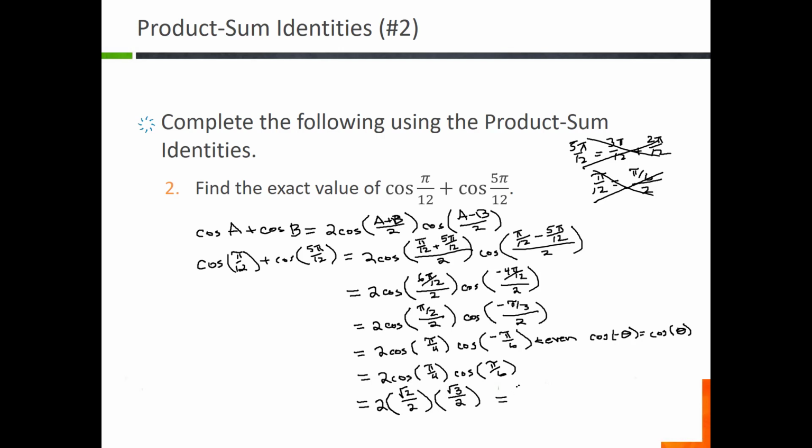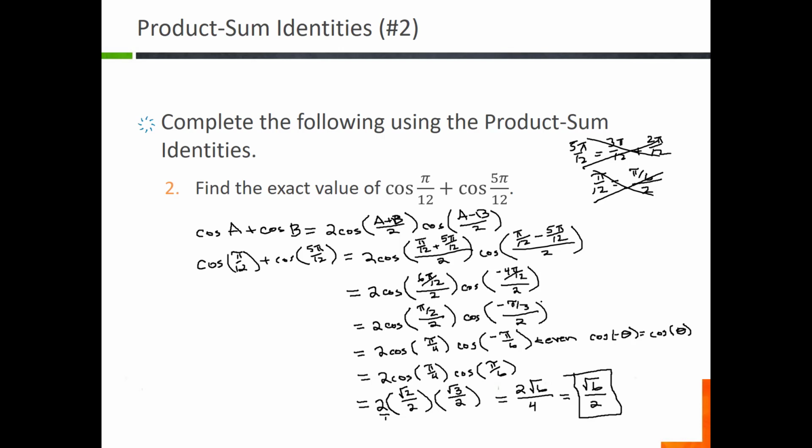We have a 2 times a root 2 and a root 3, which would be a root 6, divided by a 2 times 2, which is 4. Remember the 2 out front, you could think of as having a 1 in the denominator. So we have 2 root 6 over 4, and the 2 and the 4 reduce a little bit, so we end up with a root 6 over 2. So the sum of cosine of pi over 12 plus cosine of 5 pi over 12 will turn out to be root 6 over 2.